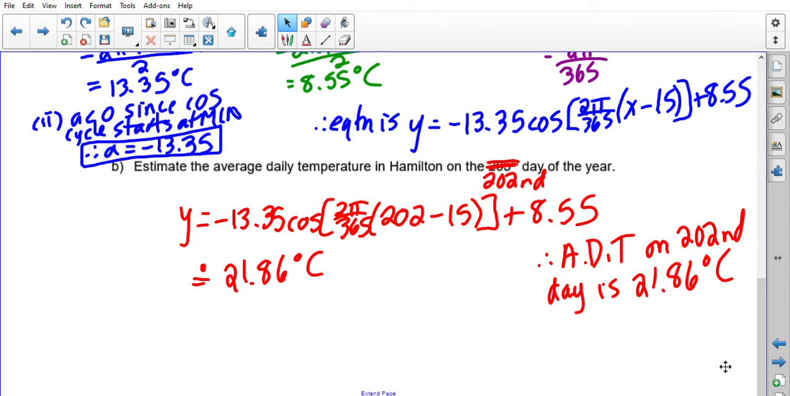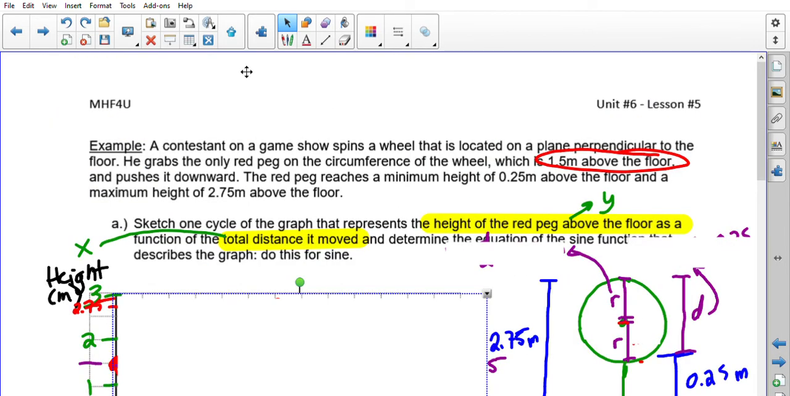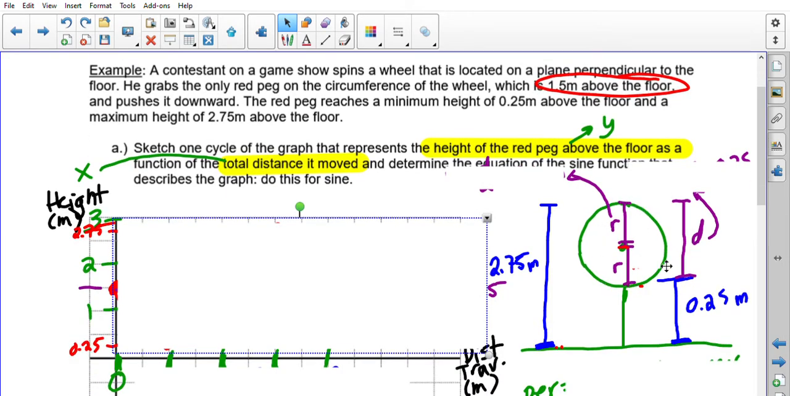All right, and let's move to the next example. All right, so for this one, you might remember it a bit from last year, always something with some sort of wheel that's spinning. A diagram is going to be your biggest help here. So it says a contestant on a game show spins a wheel that is located on a plane perpendicular to the floor. All right, so when you read that, I want you to draw in green, okay, a circle, right? The wheel is above the ground. The wheel is on some sort of stand here that they said is perpendicular to the ground, okay? So you should just be drawing the green part for now.